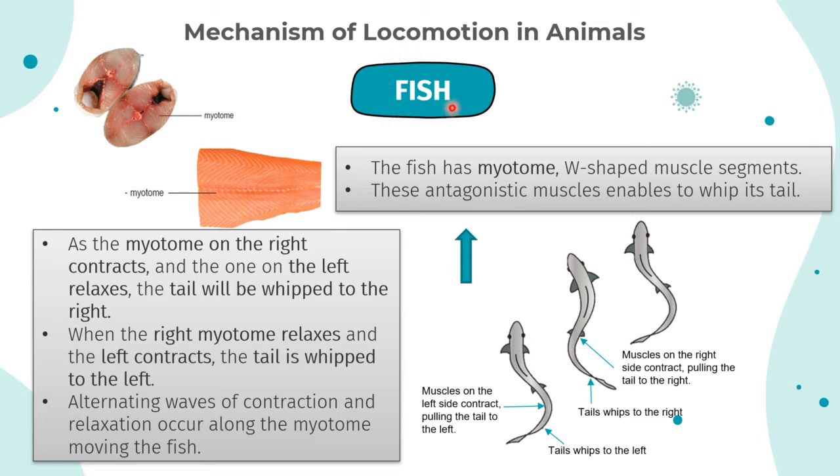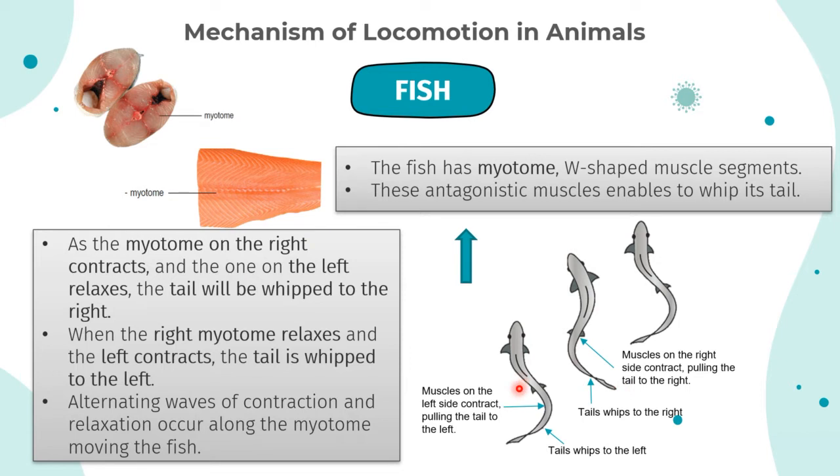So you have to know the types of muscle involved in the fish are the right myotome and left myotome. These two myotomes are antagonistic muscles. So when the right myotome contracts, at the same time, the left myotome will relax. Because the right myotome contracts, it will cause the tail to whip to the right.